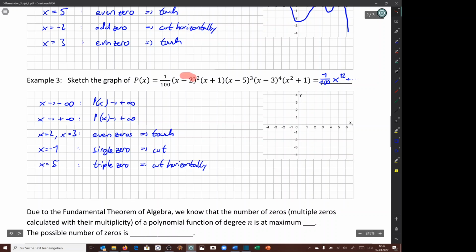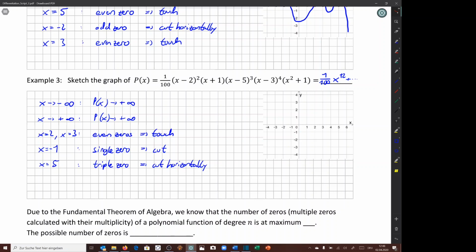For x equals 2, we have an even 0, namely a double 1. The same is for x equals 3. We have also an even 0, 4 times 1. For x equals -1, we have a single 0, which means there the graph just cuts the x-axis. For the other ones, for the even ones, before it touches them. And then we have x equals 5 as the last 0. It's a triple 1, so there the graph cuts the x-axis horizontally.